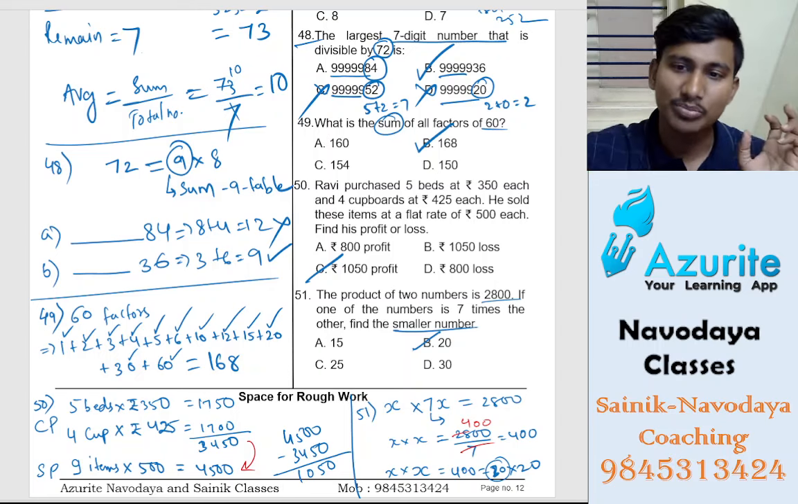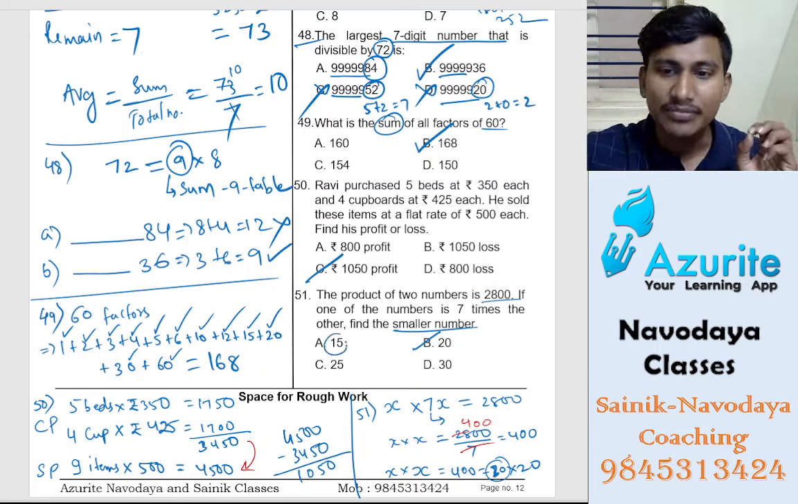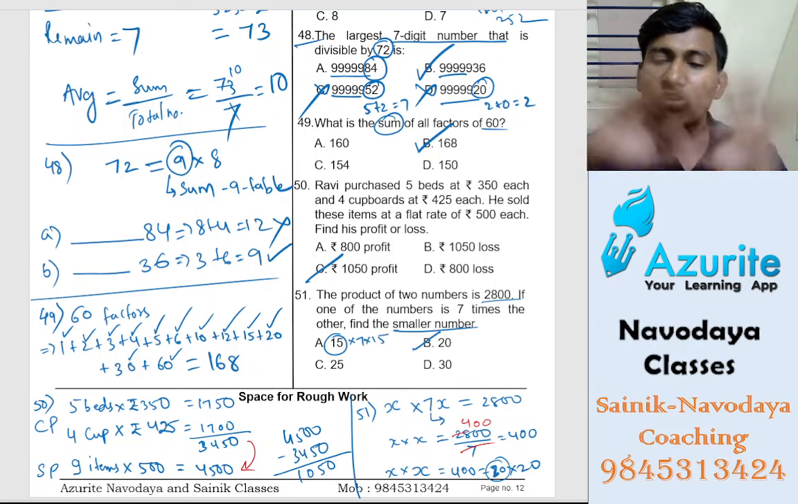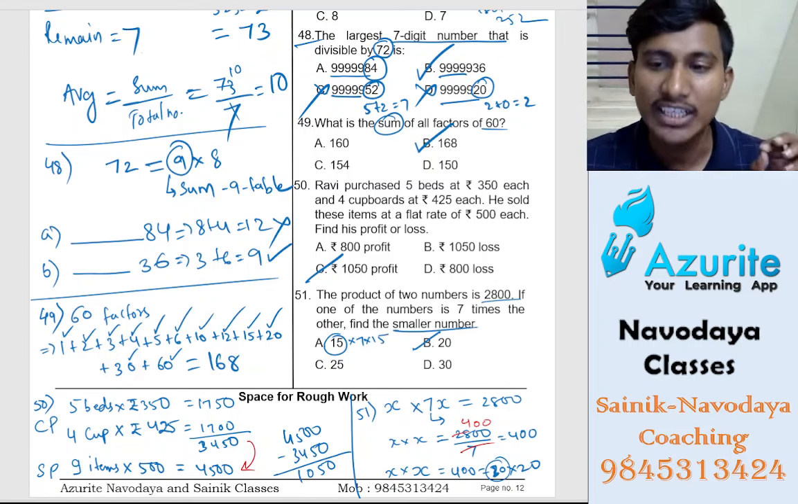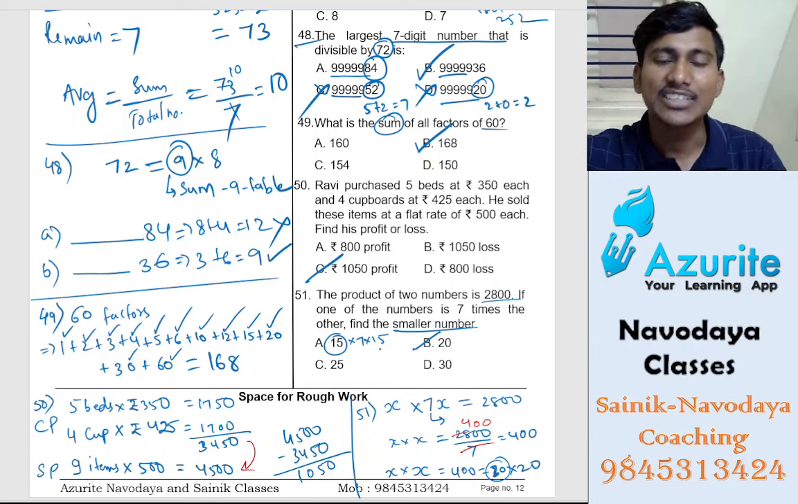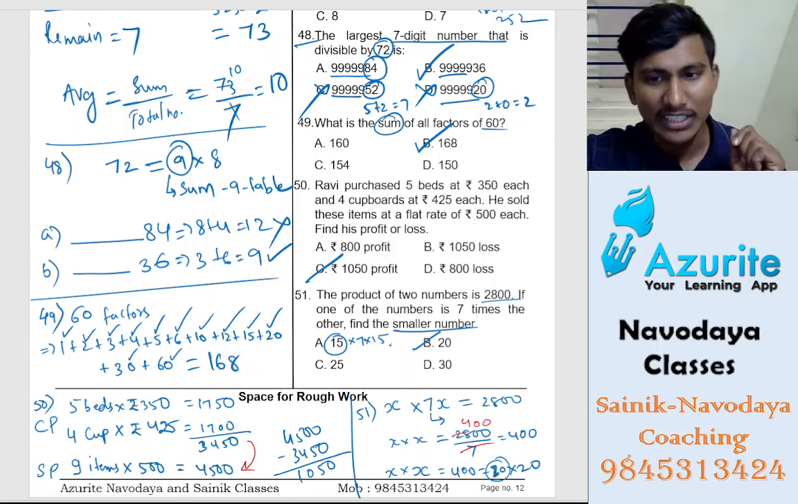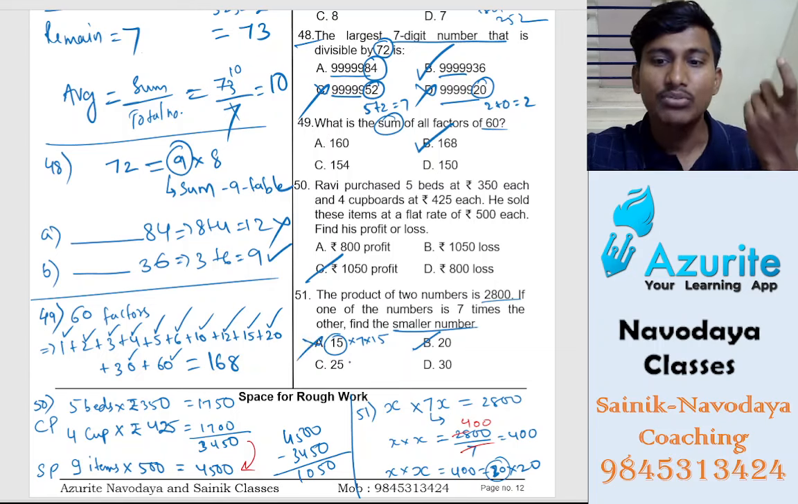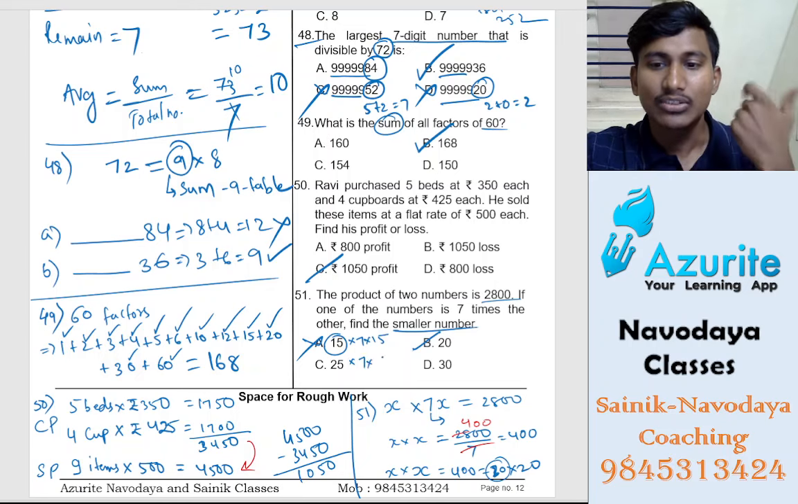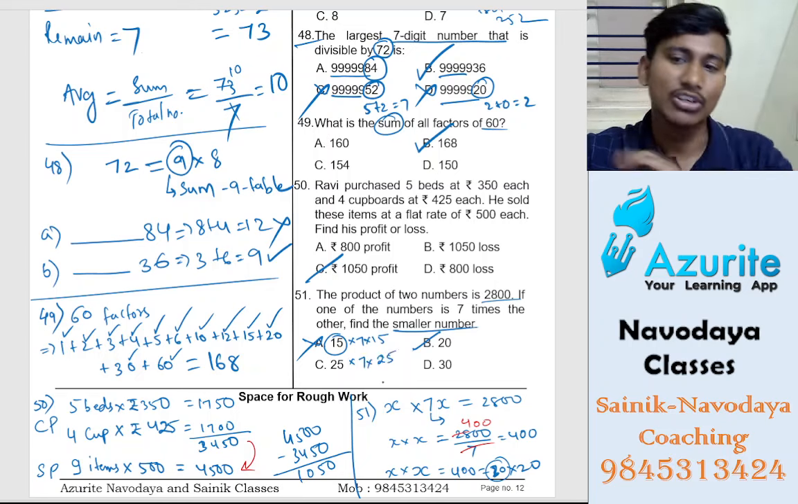How do you go with options? If the smallest is 15, the largest will be 7 times 15. If you multiply them, you should get 2800. You will not get it here. 15 15s are 225, and 7 times that gives 5 in the unit digit. So if you multiply 7 times 25, you will not get the answer.